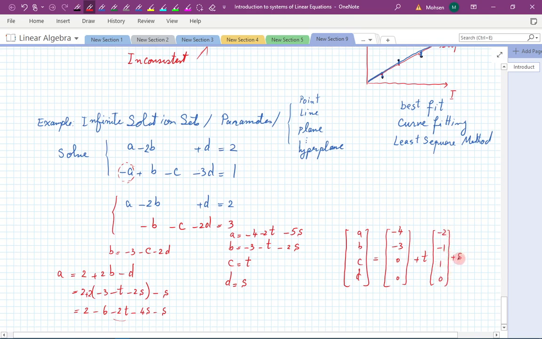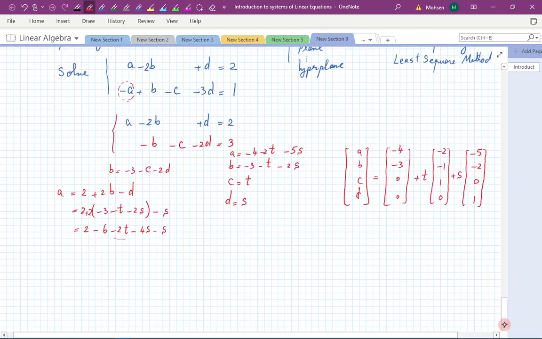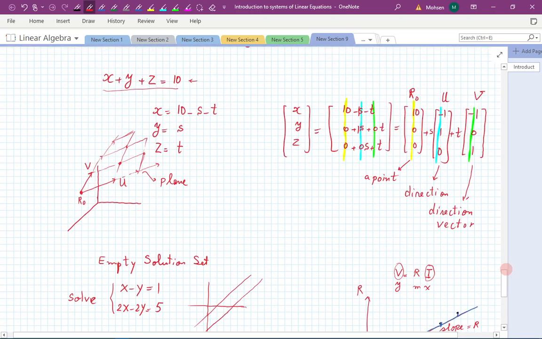I also have a parameter s, and the numbers here: minus 5, minus 2, a 0, and a 1. So this is the solution set. The solution set has infinitely many points on it. What kind of a creature is this thing? Well, let's take a look at what it looks like compared to what we had.